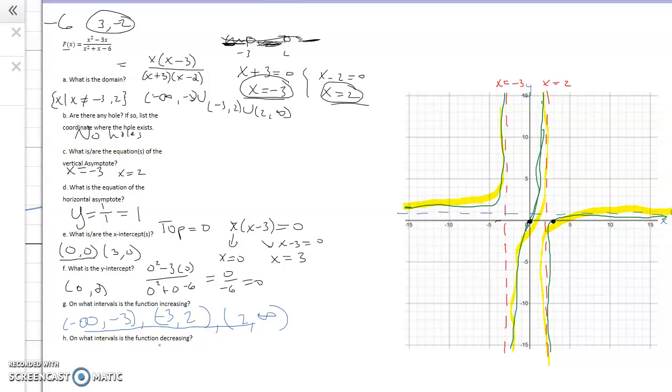And then on what intervals is the function decreasing? Well, it's increasing for all those intervals. I don't see anywhere it's decreasing, so we're going to write none.